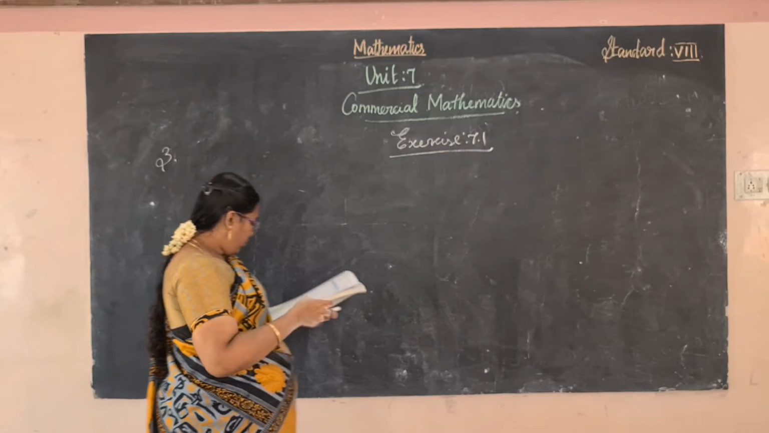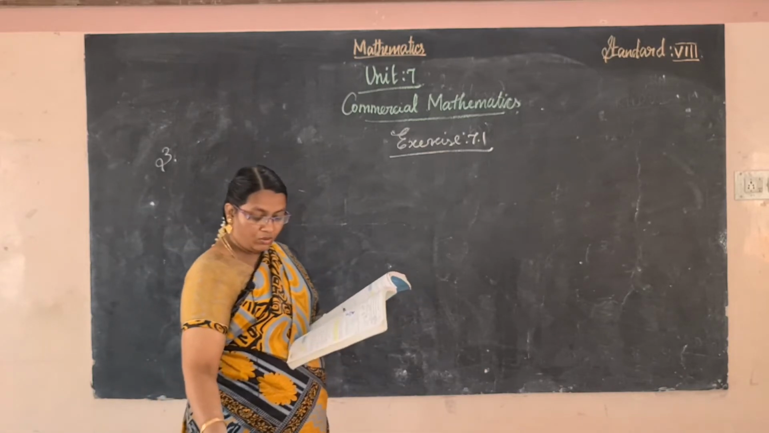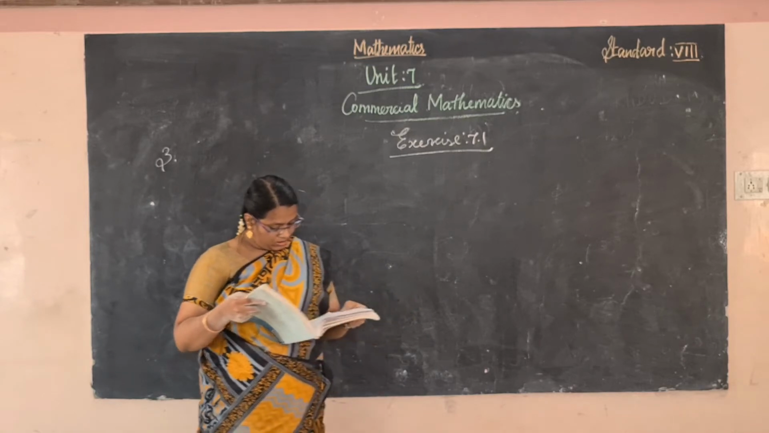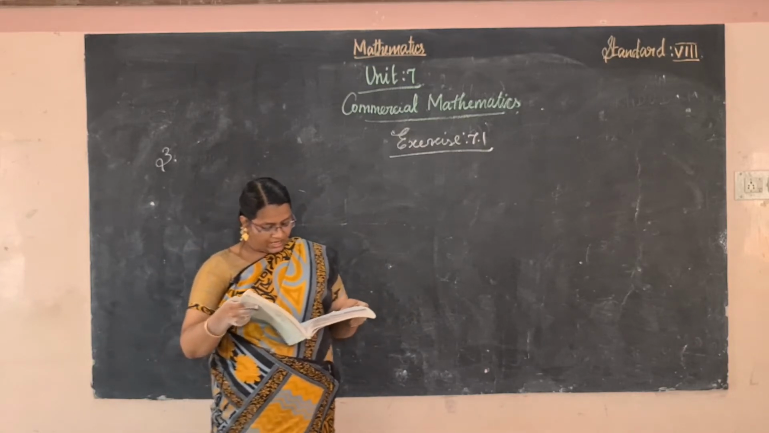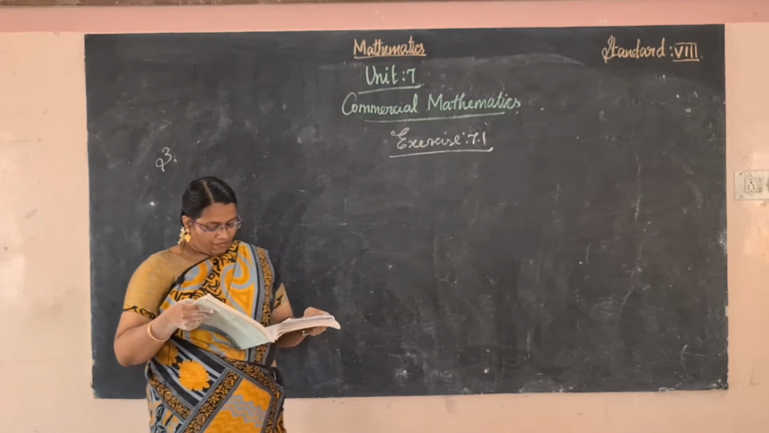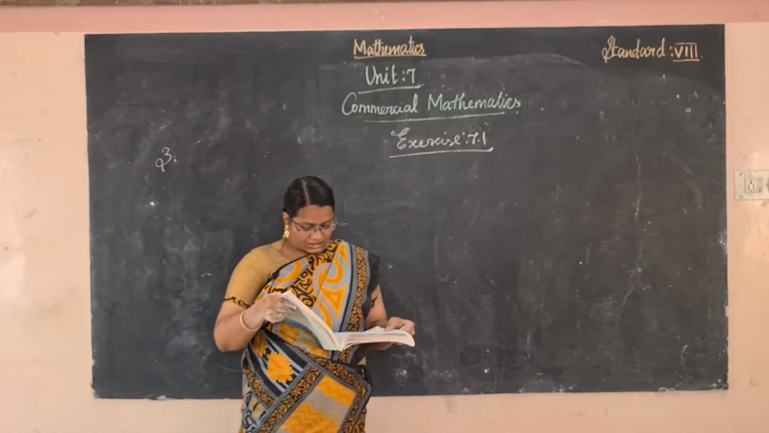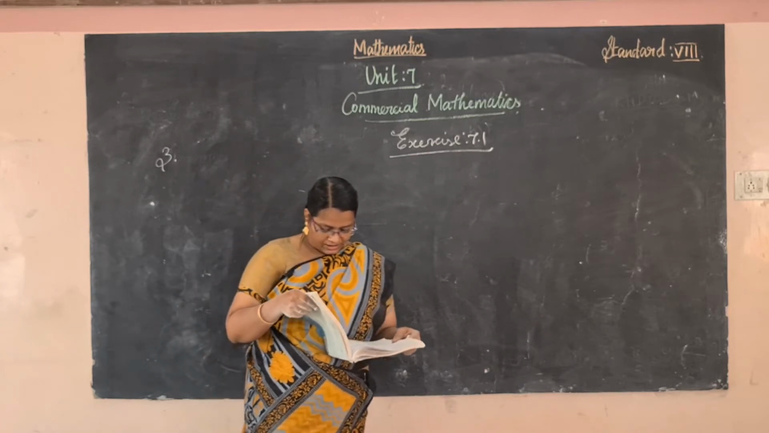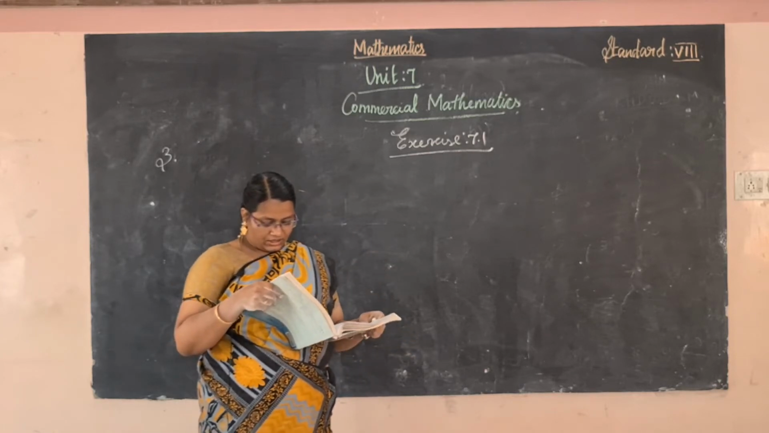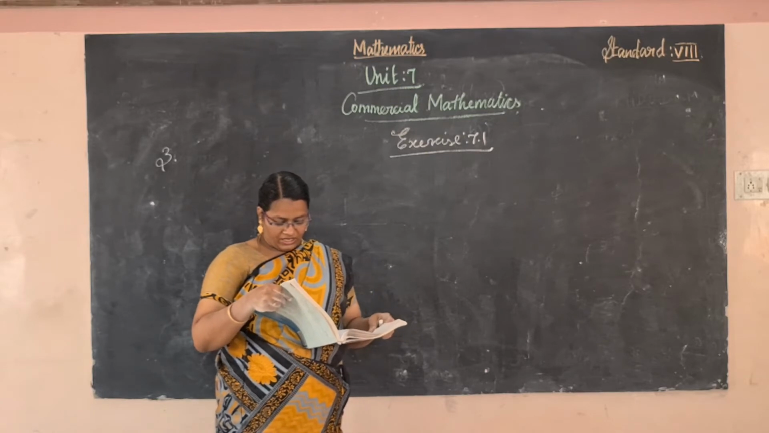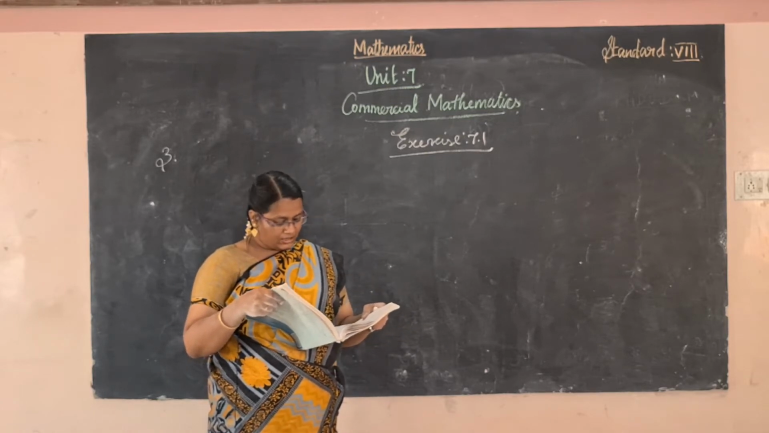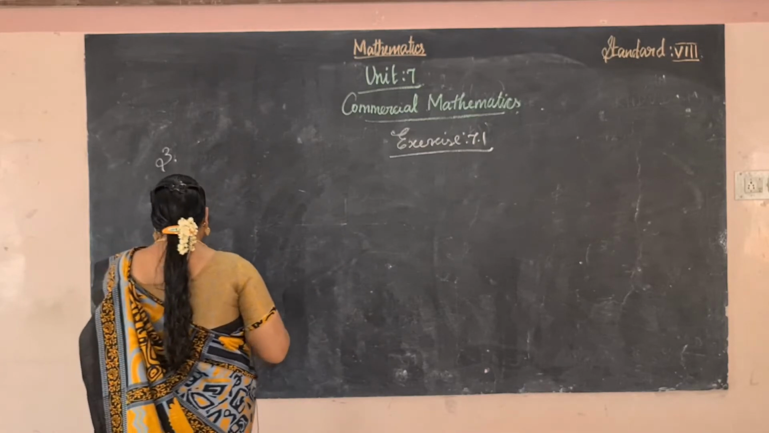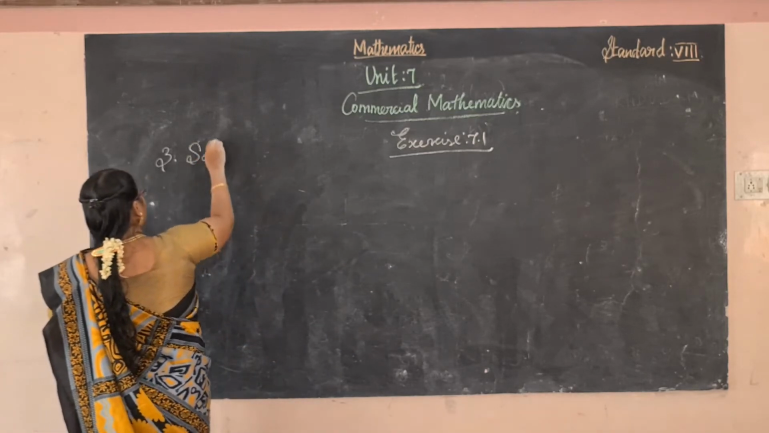Third one, two variables x and y vary directly with each other. When x is 15, y is 3 by 5. Find x when y is 18. So we have considered two variables, x and y. Solution.